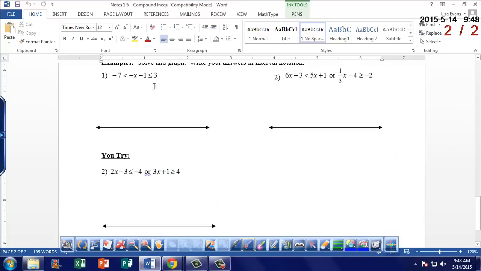Okay, let's go ahead and try solving some problems and getting an answer and then go ahead and plotting it. Here we go. This problem, I'm going to add 1 everywhere. When I do that, I get negative 6 is less than negative x is less than or equal to 4. I don't want a negative x, so I'm going to multiply everything by a negative 1.